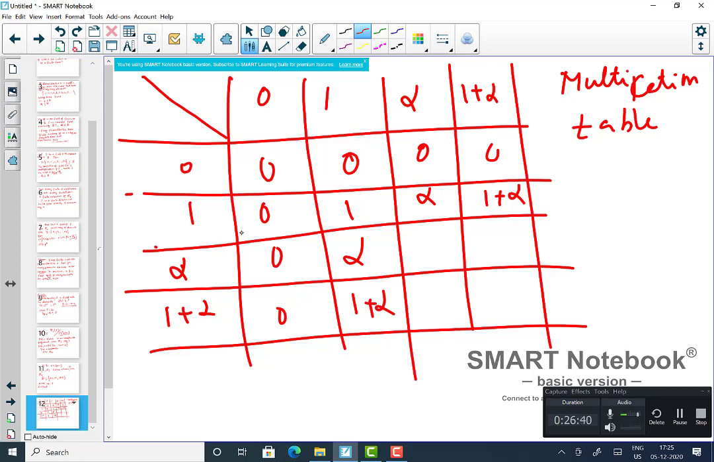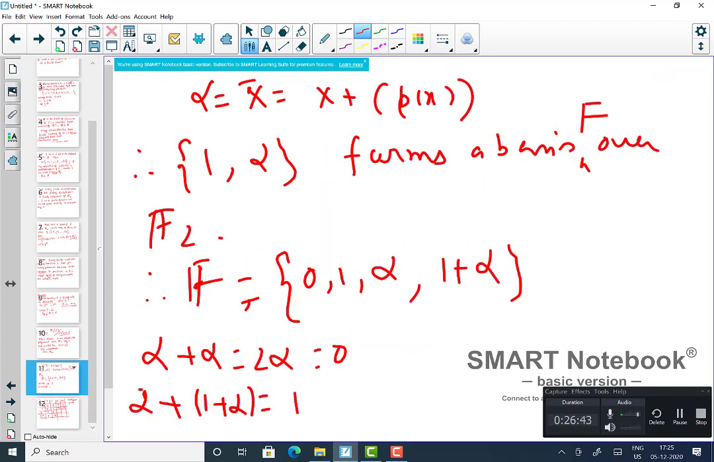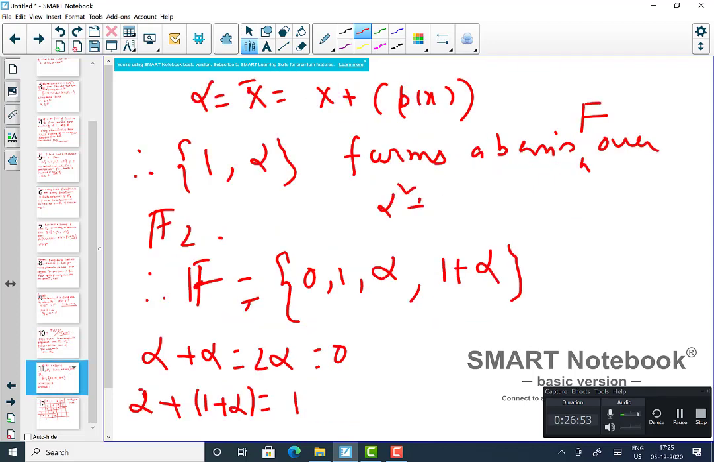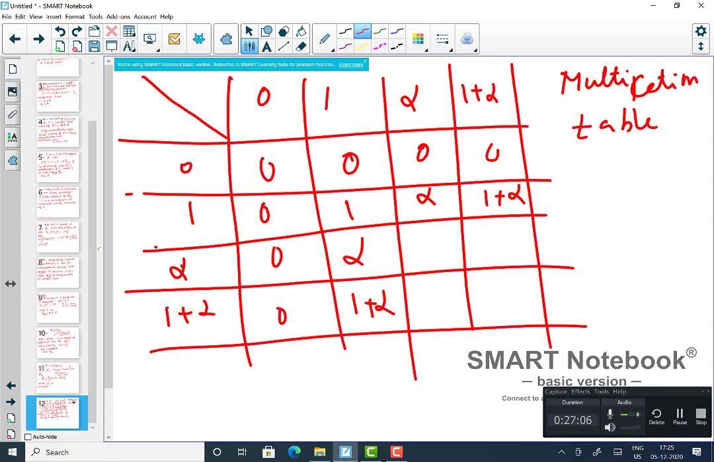So alpha into alpha is alpha square, right? But alpha square is what? Here you see, alpha satisfies this equation. So what does that mean? That means alpha square plus alpha plus 1 equal to 0, right? So alpha square equals 1 plus alpha. So when you multiply alpha into alpha, you will have 1 plus alpha. But if you multiply alpha into 1 plus alpha, then what will you have? This will be alpha into alpha plus alpha square, equal to 1 plus alpha plus alpha. So it is 1 plus 2 alpha, it is 1, right?